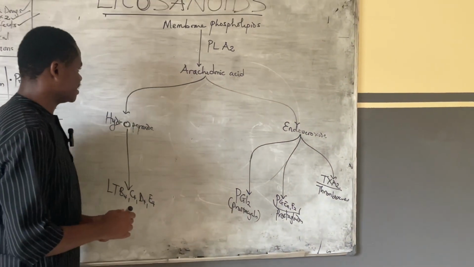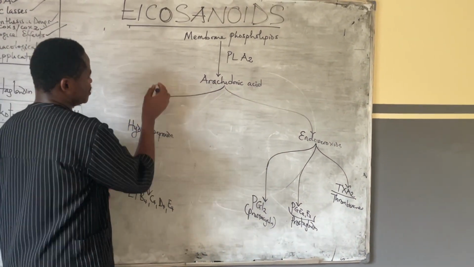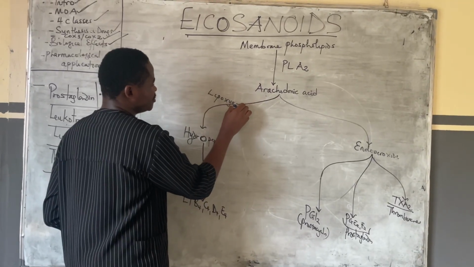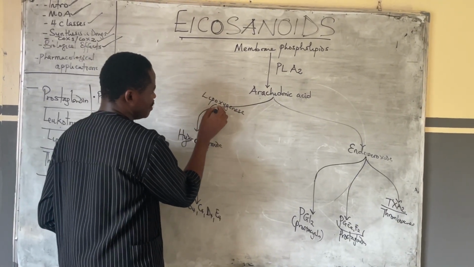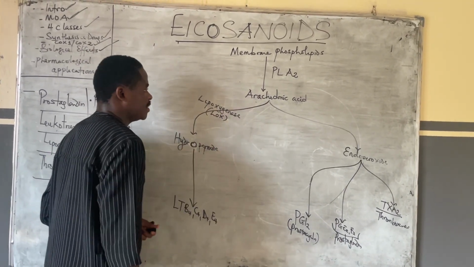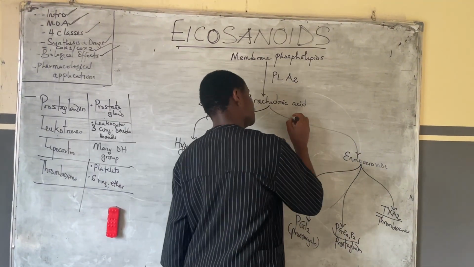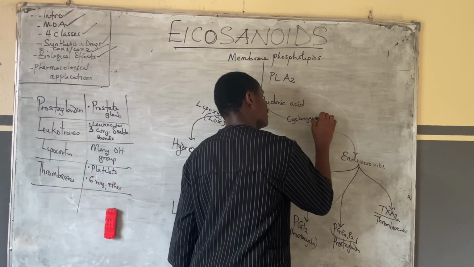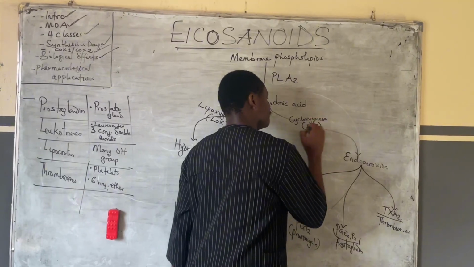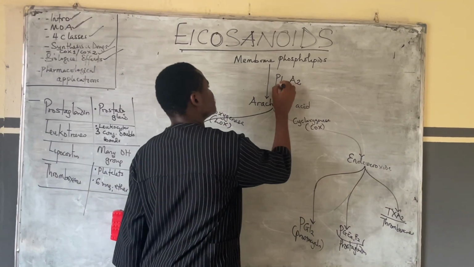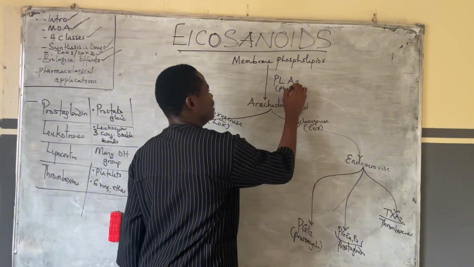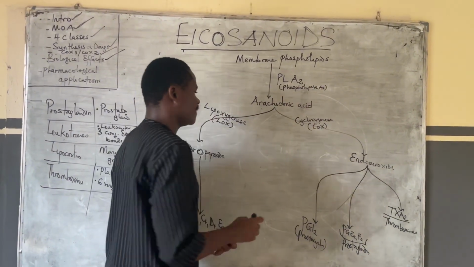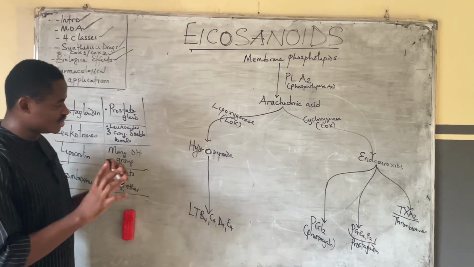Now, the enzyme that catalyzes this route is called the lipoxygenase enzyme, otherwise called LOX. The enzyme that catalyzes this one is called the cyclooxygenase enzyme, otherwise called COX. Good. Now remember, this means phospholipase A2. Now, this is another view of the whole synthesis.